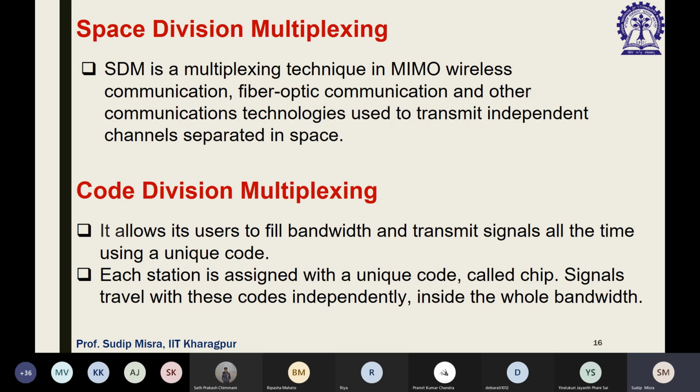So in code division multiplexing, there are unique codes that are generated, right? These codes are assigned to every station. So every station will be assigned a particular code. These codes are called chips. And these signals are going to travel with these codes independently.